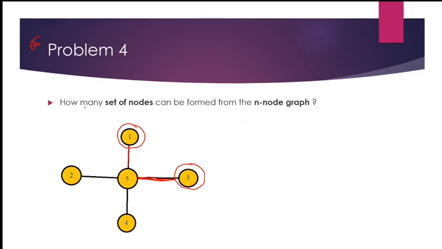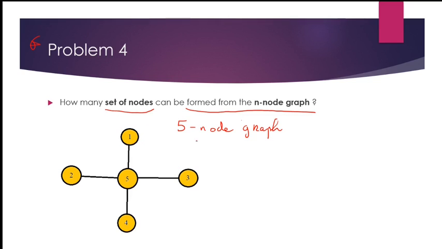So now the question asks you, how many sets of nodes can be created from the n-node graph? For this graph right here, there are 5 nodes, which are 1, 2, 3, 4, 5. So this is going to be a 5-node graph. And also, what is a set? A set is actually a collection of items. So a set of nodes is a collection of nodes.